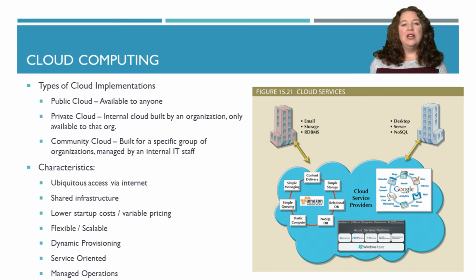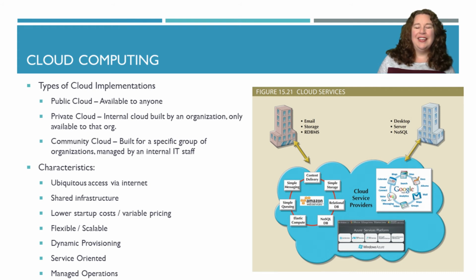There are three different ways that you can implement your cloud computing. First, you can have a public cloud, which is your Azure or your Google or your Amazon Web Services. These are public clouds that are available to anybody. That being said, as a company, you can create your own private cloud, where you create cloud services that are only available to your organization. So instead of it being available to anybody who wants to pay for it, it's only for you.